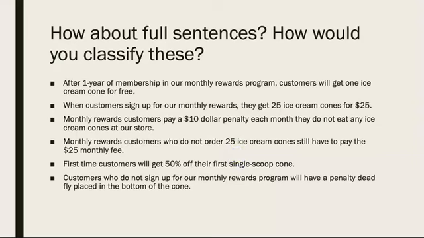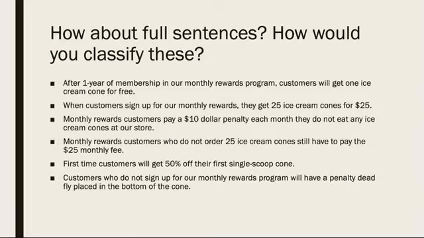How would you classify these sentences? I will read them and feel free to classify them on the worksheet as we go along. So, after 1 year of membership in our monthly rewards program, customers will get 1 ice cream cone for free. When customers sign up for monthly rewards, they get 25 ice cream cones for $25. Monthly rewards customers pay a $10 penalty each month they do not eat any ice cream cones at our store. And then monthly rewards customers who do not order 25 ice cream cones still have to pay the $25 monthly fee. First-time customers will get 50% off of their first single scoop cone.